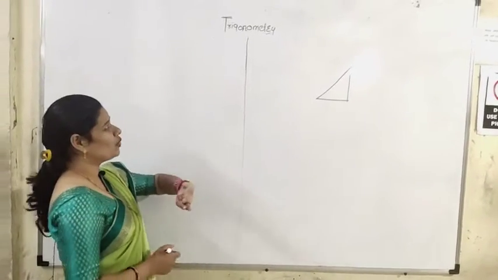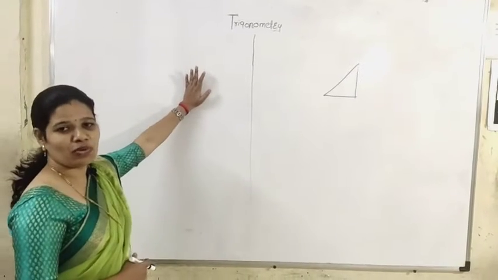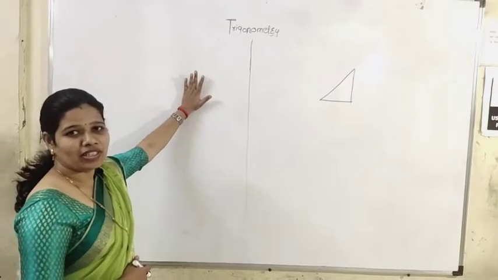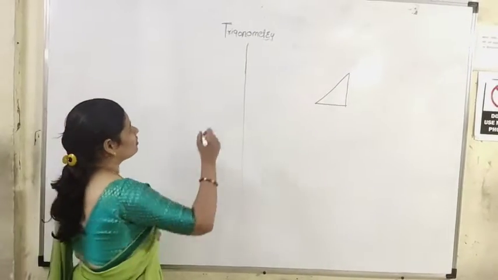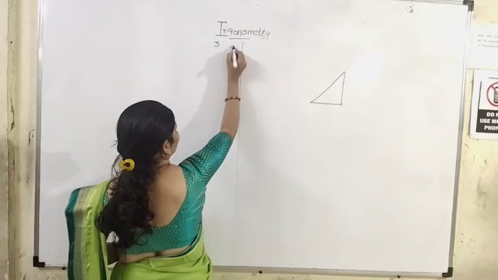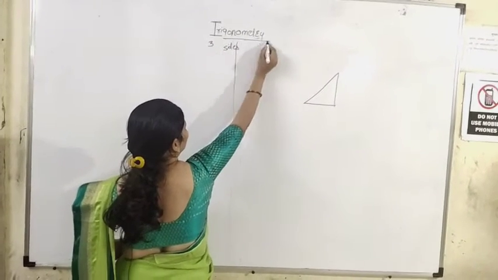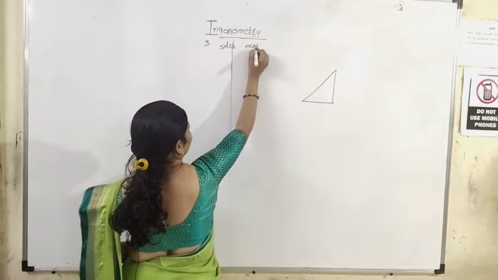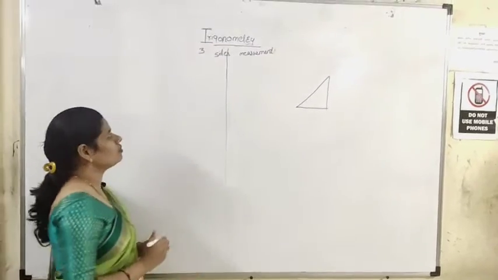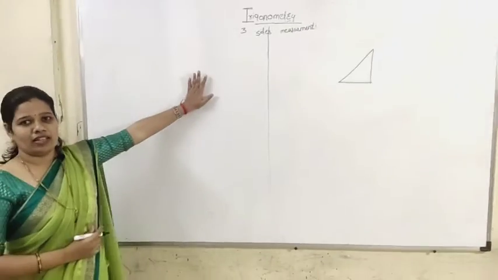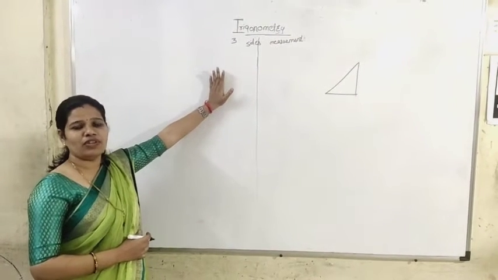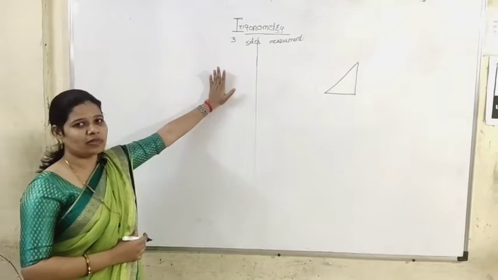So friends, today we are going to learn trigonometry. It's the most important chapter in mathematics. The name itself, trigonometry, explains many things: tri means 3, gona means sides, and metry means measurement. Three sides measurement. It means the measurement of a polygon having three sides, and we know that the three sides polygon is nothing but a triangle.